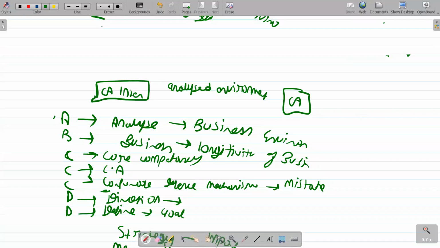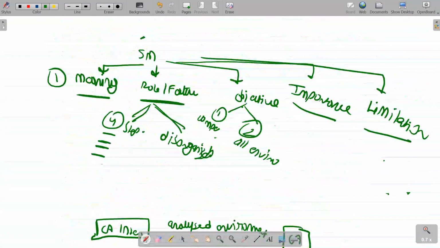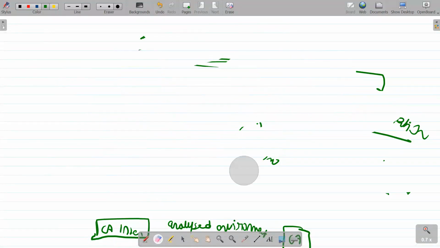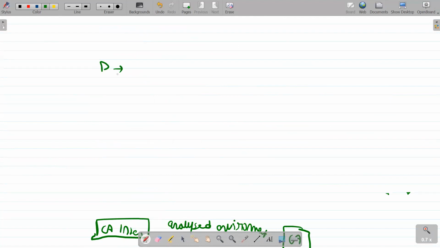A is from analyze. Strategic management is useful for analyzing the environment. Second, it ensures the longevity of a business. Third, C, core competencies and competitive advantage. And D, define goals and give direction to the company. Very good. So this is the importance of strategic management. I expect you guys will remember it till the exam date.